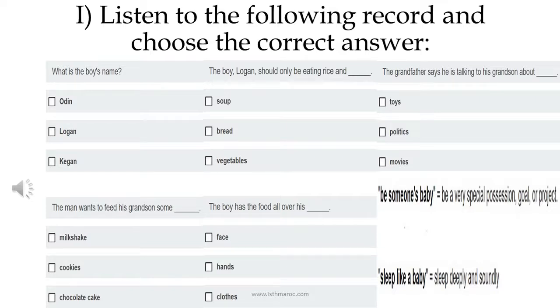So the first one is "be someone's baby." It means to be a very special possession, goal, or project. For example, buying a new car is my father's or my brother's baby. It means the project of my brother is to buy a new car. The second one is "sleep like a baby": sleep deeply and soundly. For example, you work or study all day long, and at night once you put your head on the pillow, you go and sleep deeply.